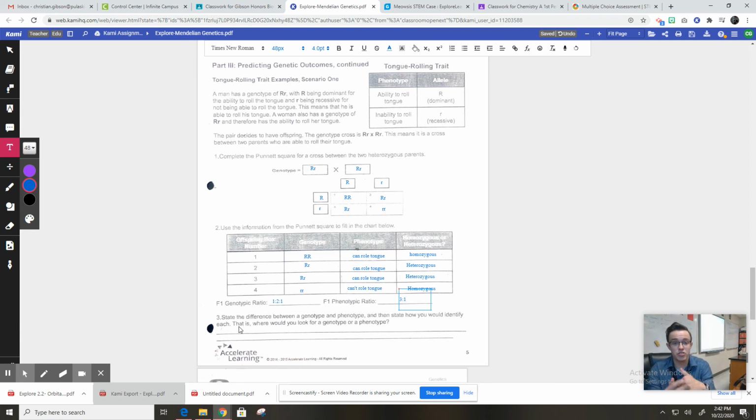So a genotype is just the alleles, okay? It's the alleles of the offspring or the parent. A phenotype is the trait that is expressed, okay? So you can have different genotypes and have the same phenotype. So like offspring 1 has the genotype homozygous dominant, and they can roll their tongue. But offspring 2 and 3, their genotypes are heterozygous, but their phenotype is the same. They can still roll their tongue.